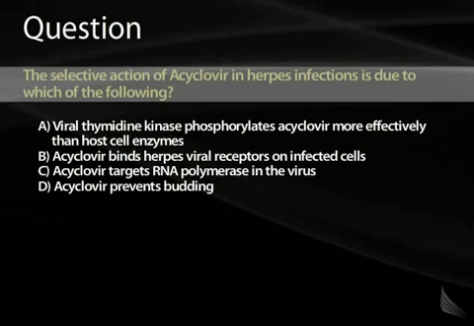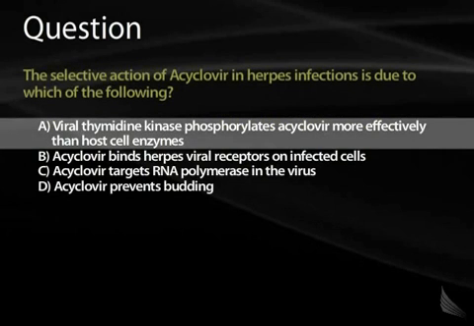We know that it affects viral infected cells and it acts on the viral thymidine kinase. The host doesn't put the first phosphate on the thymidine, it uses the viral thymidine kinase that it competitively inhibits with that. As we look through the answers, A pops out immediately as what we're looking for. The viral thymidine kinase phosphorylates acyclovir more effectively than host cell enzymes.